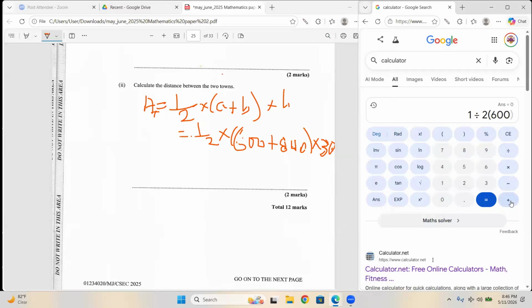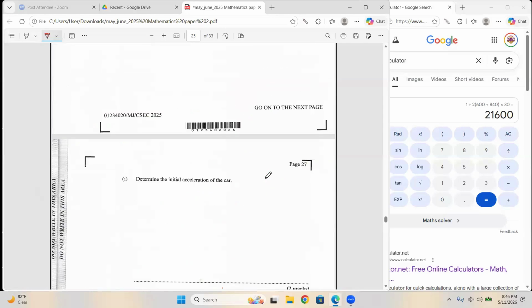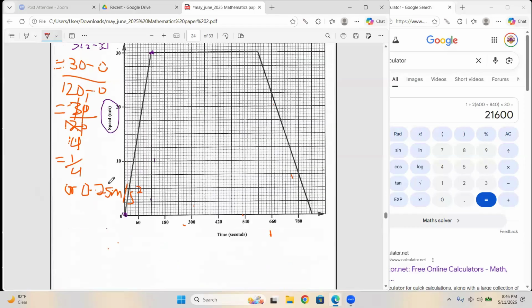So we have a half times 600 plus 840, multiplied by 30. That's a massive number there. That's the distance. That's a lot of distance. And it has a vehicle too. This will be in meters, since the answer is in meters. So meters it is.